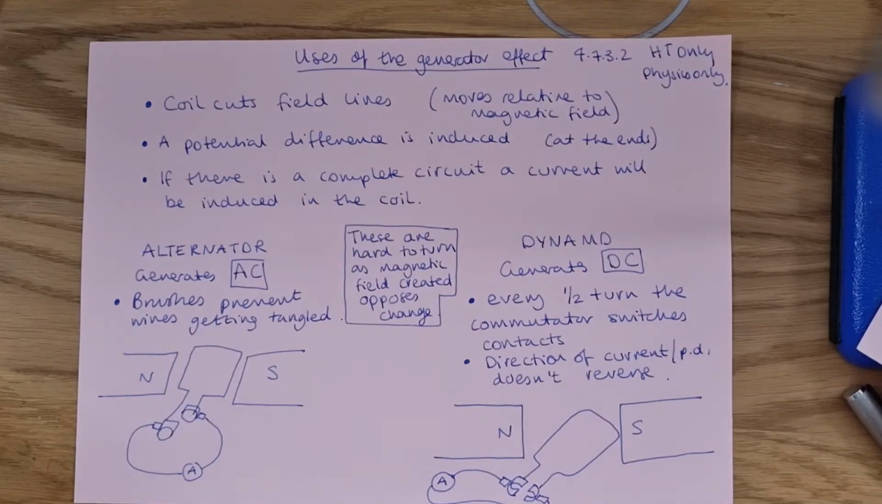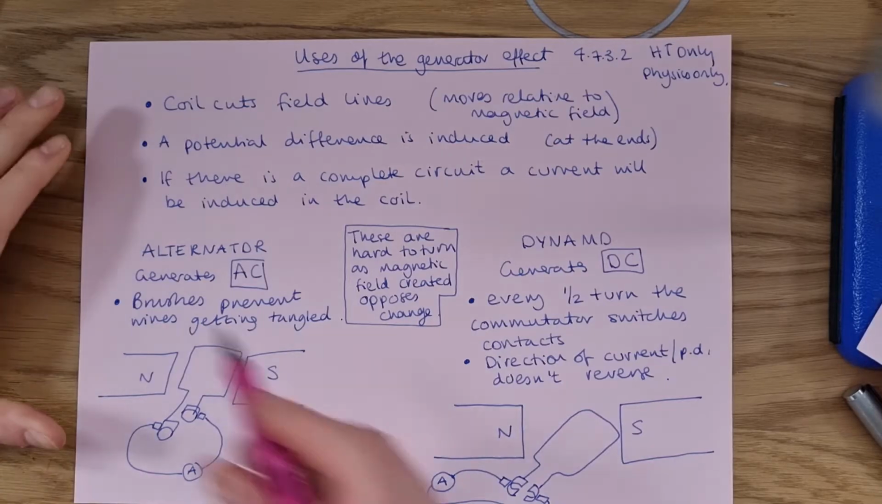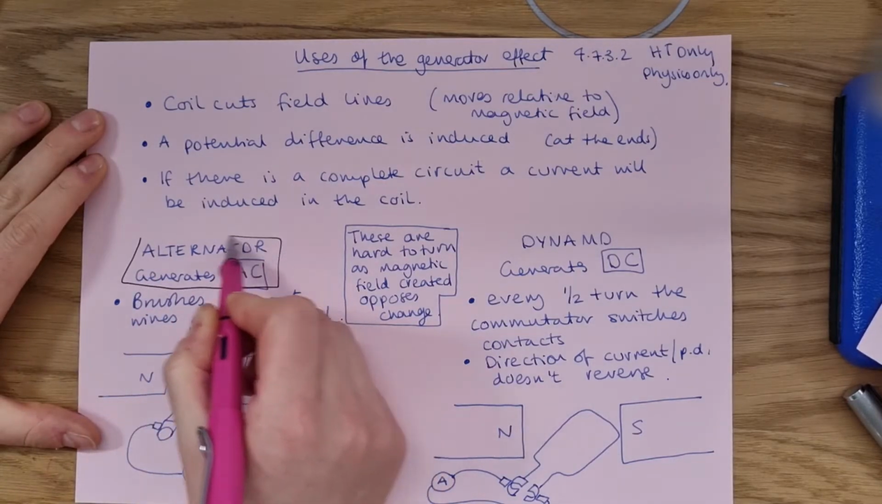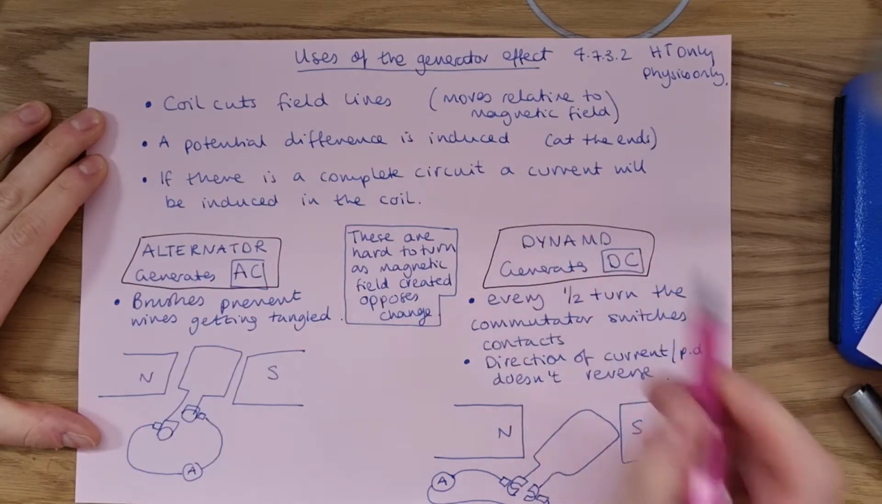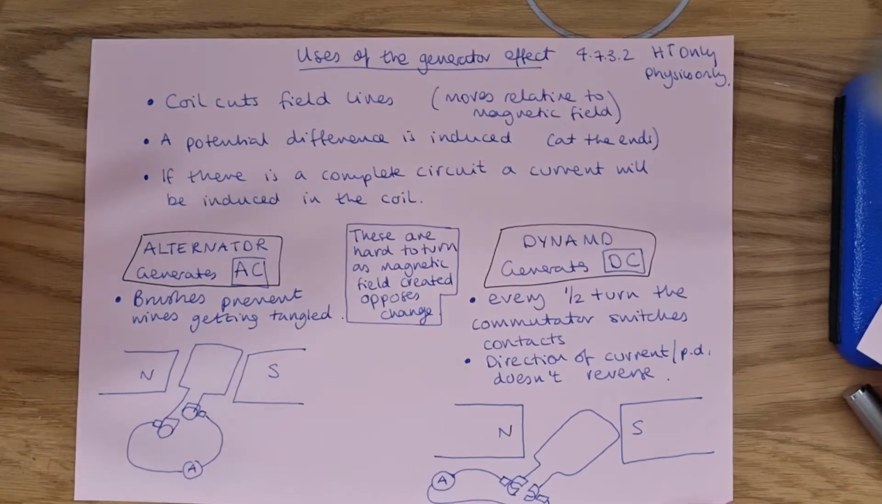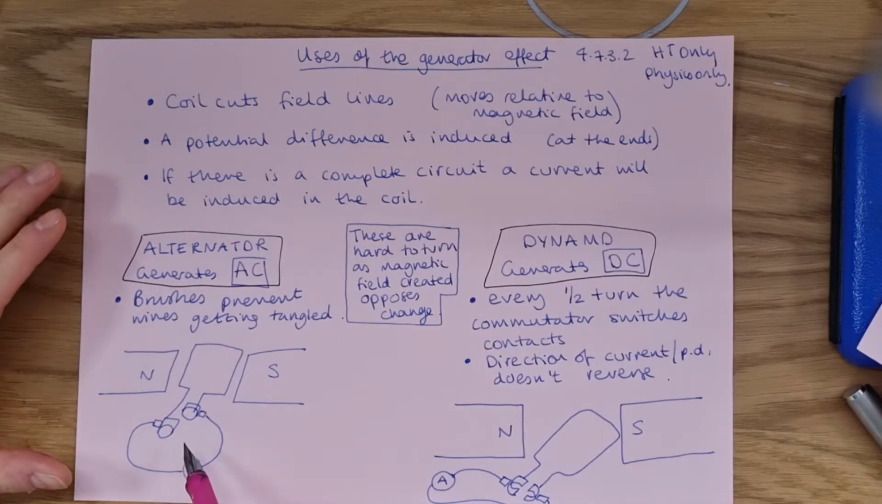So the uses of the generator effect may be the hardest bit. Essentially, these are two things that we use to generate electricity. We can use an alternator if we want to generate alternating current. We can use a dynamo if we want to generate direct current. Now, there are three things that happen for both of them, and then it's either the alternator or the dynamo. Alternator, less complicated, but I'll go through these things.